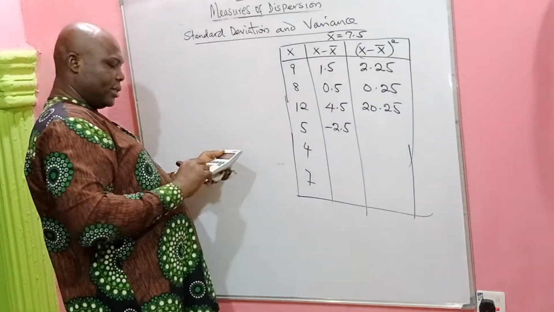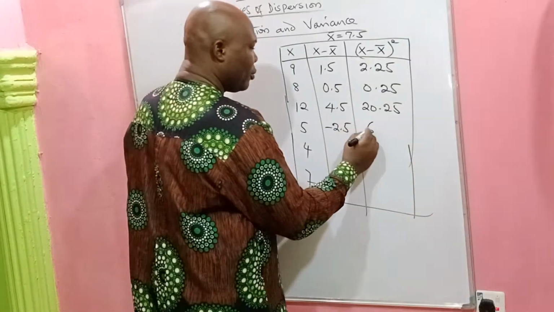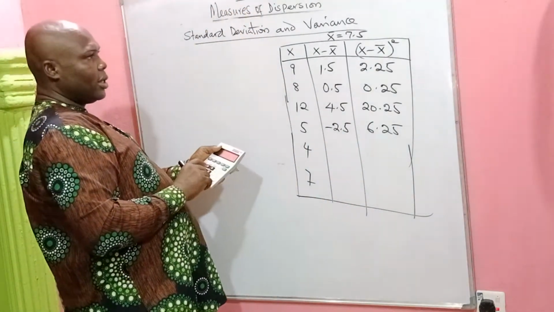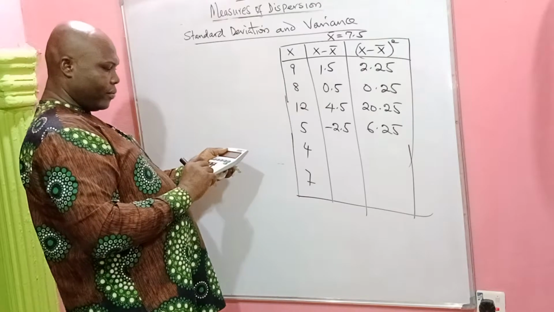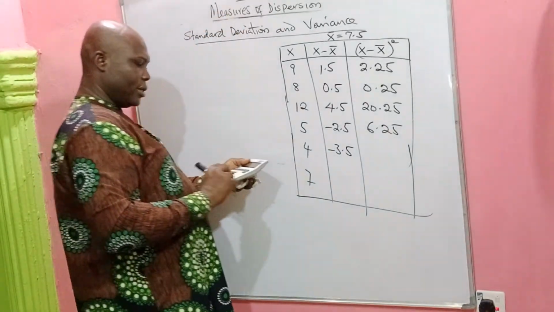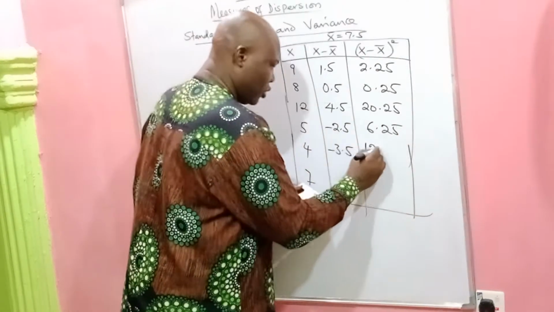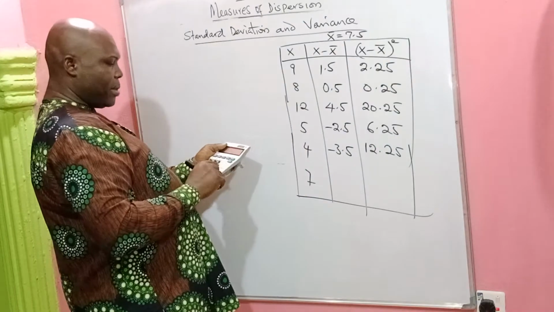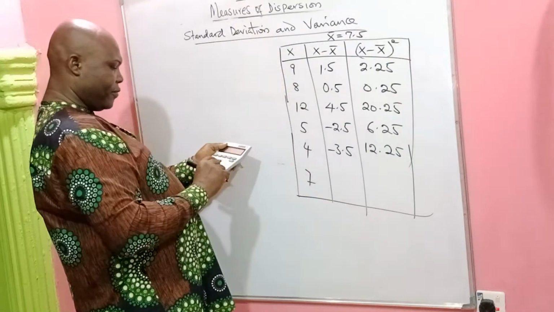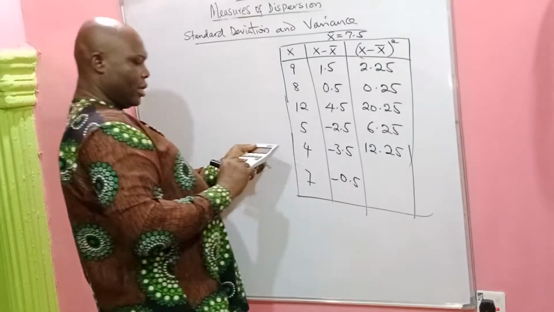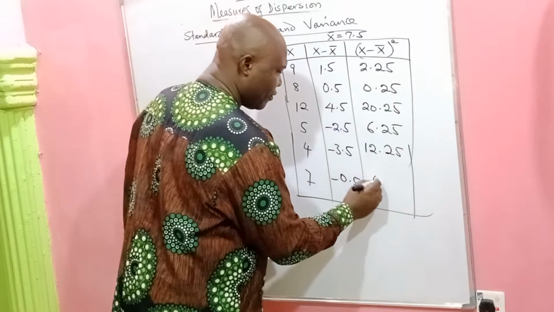So we square it, we have 6.25. So we have 4 minus 7.5 minus 0.5. So we square it, we have 12.25. And finally we have 7 minus 7.5 minus 0.5. We square it, gives us 0.25.